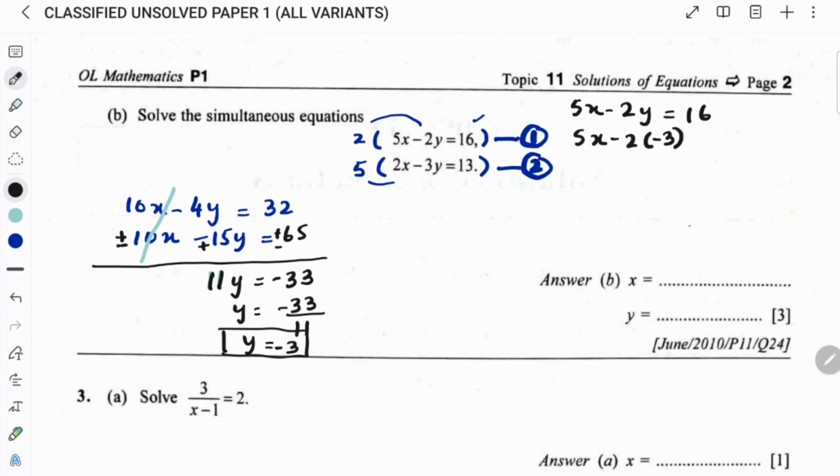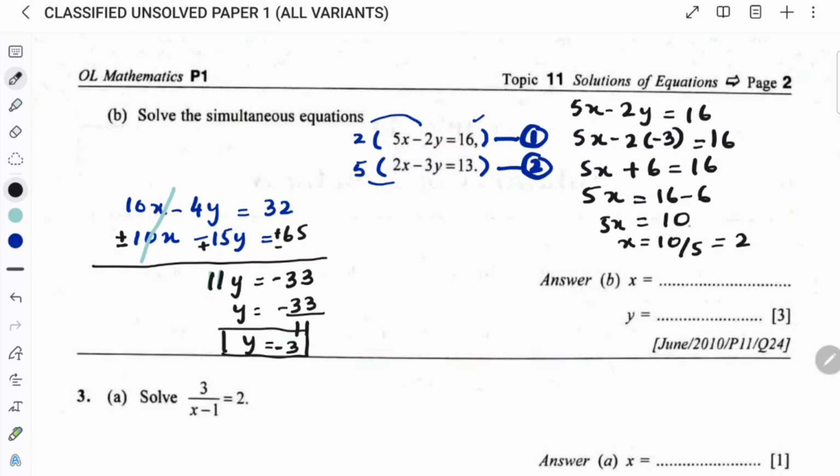So 2 times minus 3, and then equals 16. So just solve like an algebraic equation. It is plus 6 because minus into minus is plus, and then 5x plus 6 equals 16, so 5x equals 16 minus 6, which equals 10. Now it's easy, x equals 10 over 5, which equals 2. So we got the answer to this question, that x equals 2 and y equals minus 3. Okay, I hope you understood. This method is called the elimination method.